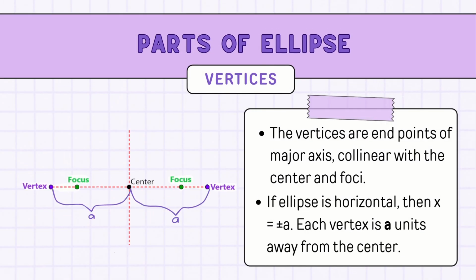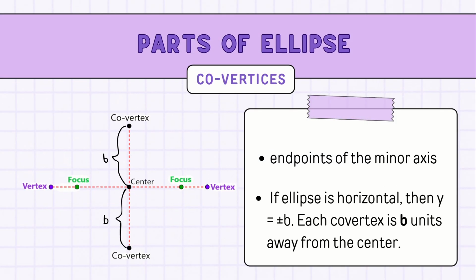Third, vertices. The vertices are the endpoints of the major axis. They are lined up with the center and the foci. If we have a horizontal ellipse, then we have x equals positive and negative a, which means that if our ellipse is horizontal, we will see our vertices on the x-axis. Each vertex is a units away from the center.